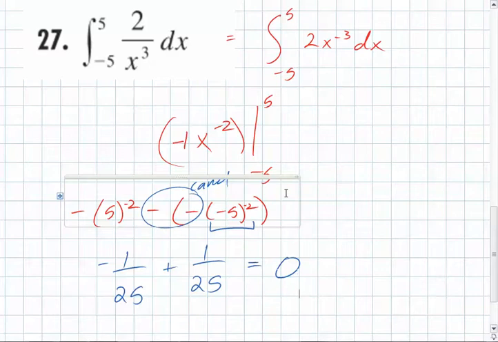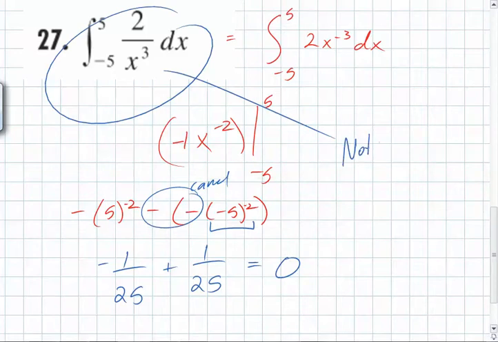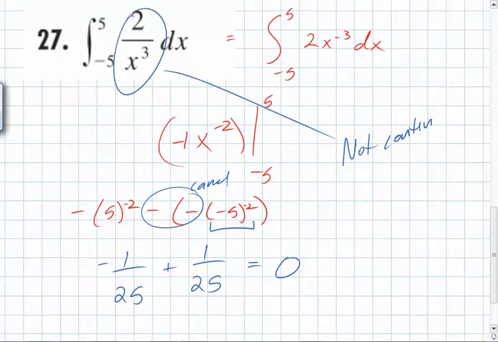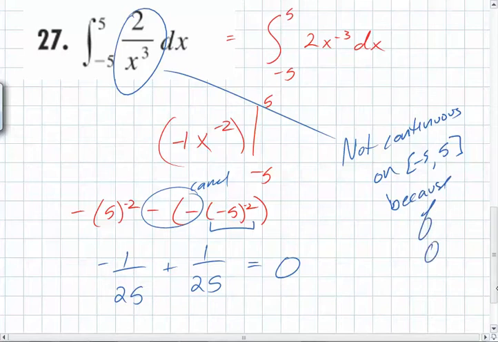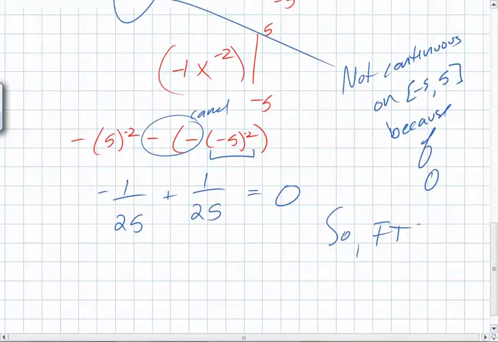The fundamental theorem of calculus part 2 only applies for sure when you are integrating a continuous function. Is 2/x³ continuous at 0? No, there's an asymptote. This right here is not continuous on -5 to 5, right? Because of what value? 0. So what does that mean? FTC number 2 does not apply.